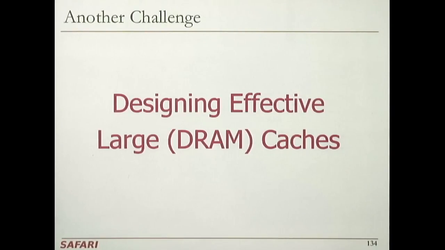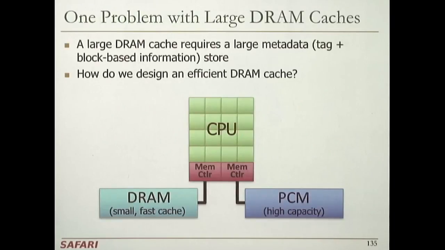Let's look at the other challenge, because we've assumed that you have this DRAM cache, right? That's large, and we use it as a cache. But how do you build it? Basically, the problem is a large DRAM cache requires large metadata, a tag store. Tag store plus block, maybe you need to keep track of block-based information to make these migration decisions, right? The question is, how do you design this efficient DRAM cache?